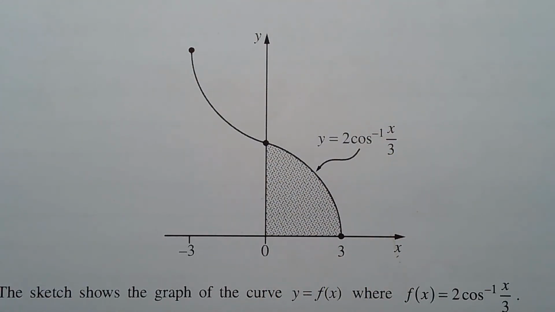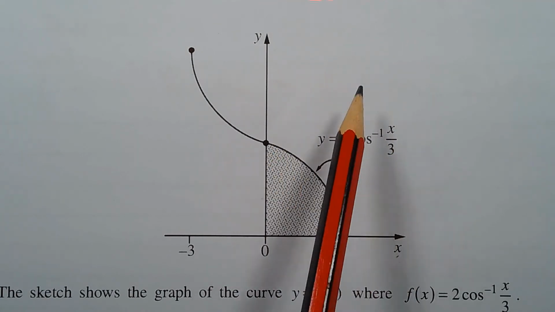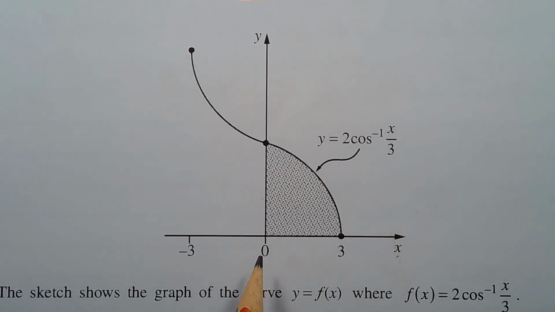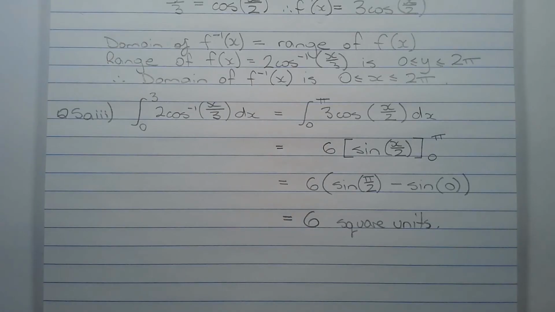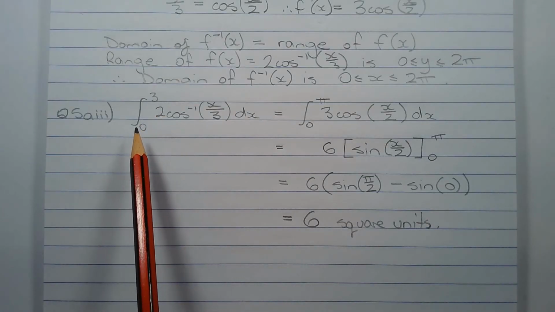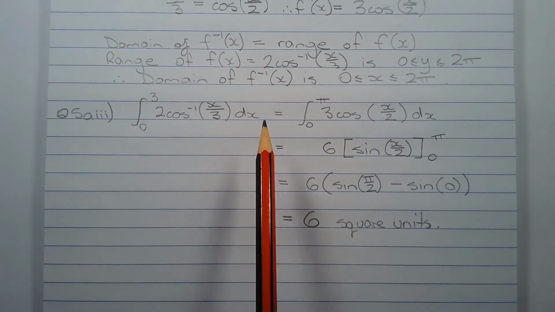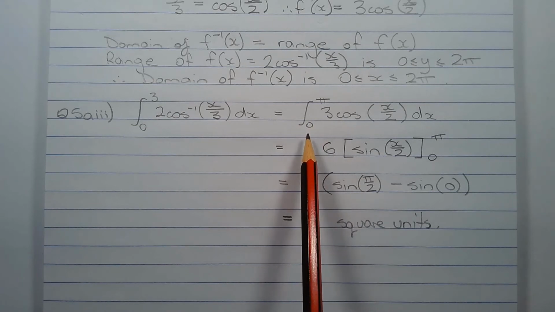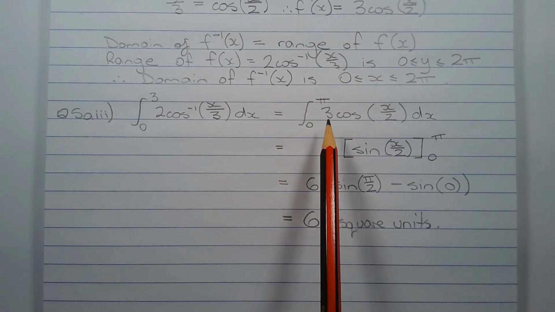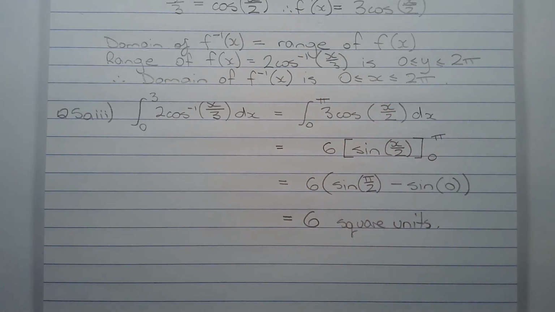Now the problem we have here is that integrating a function of this type, which contains an inverse trigonometric function, is relatively difficult. We could make it a little bit easier by integrating the inverse of this function and using as limits 0 and pi. So the integral from x equals 0 to x equals 3 of 2 times inverse cos of x over 3 dx is equal to the integral from x equals 0 to x equals pi of 3 cos of x over 2 dx, and this is from part 2.